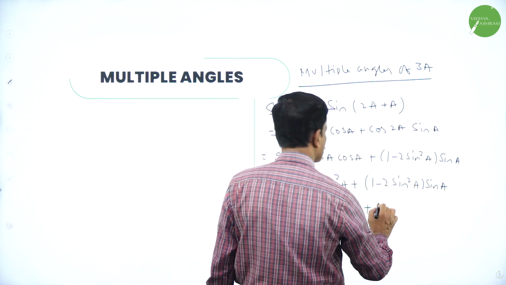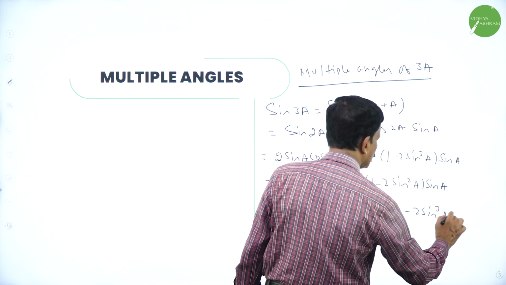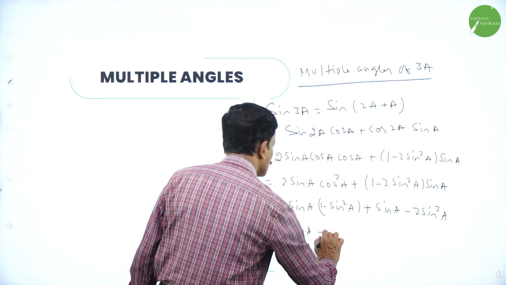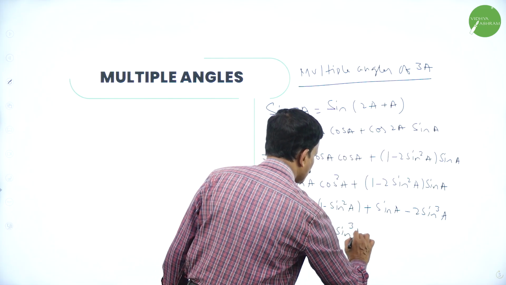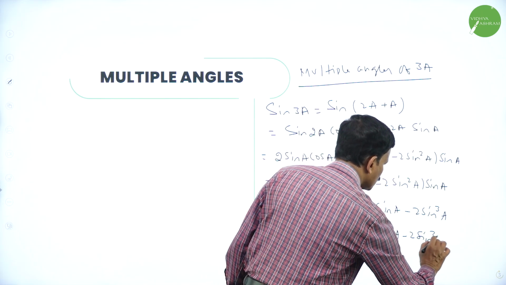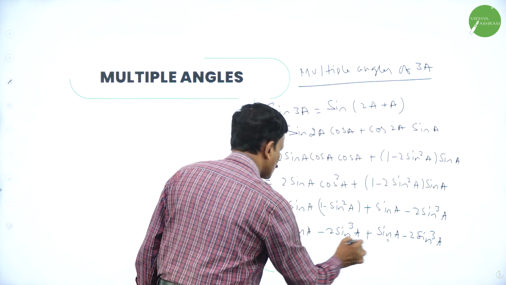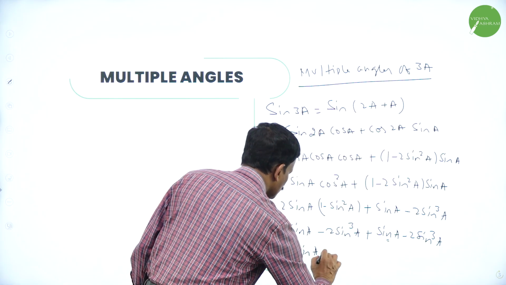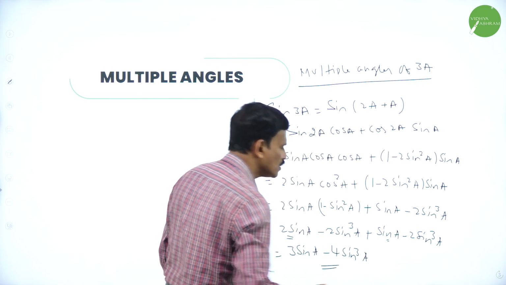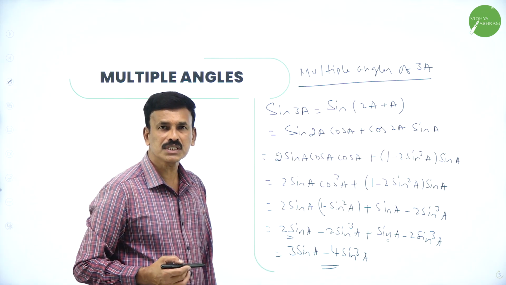Now multiply it. 1 into sin A is sin A, minus 2 sin square A into sin A is 2 sin cube A. Now multiply again from 2 sin A. 2 sin A into 1 is 2 sin A, minus 2 sin square A into sin A is 2 sin cube A, plus this is as it is, sin A minus 2 sin cube A. Now add. 2 sin A plus 1 sin A is 3 times sin A, minus 2 sin cube A minus 2 sin cube A is minus 4 times sin cube A. So this is the first multiple angle of 3A. So sin 3A is equal to 3 sin A minus 4 sin cube A.